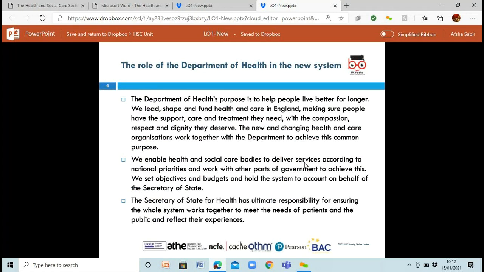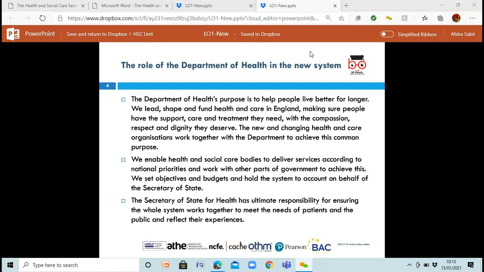So we're going to look at the Department of Health's aim, the role of the Department of Health in the new system, okay? So the aim of the Department of Health is to help people live better and for longer. The Department of Health also makes sure that they shape, lead and fund the healthcare in England.